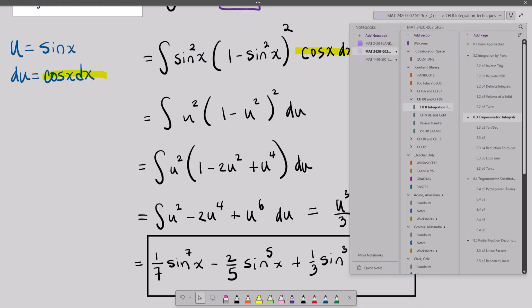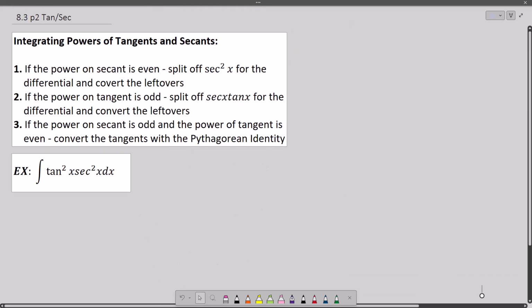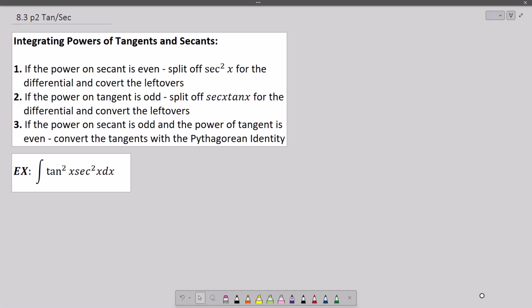Okay, let's try another one. So we're going to look at two types of these products of powers, sines and cosines, tans and secants. And that's because with sines and cosines, we can use a Pythagorean theorem to go back and forth between the two. Same with secants and tangents. Our other Pythagorean identity allows us to go back and forth with secants and tangents.